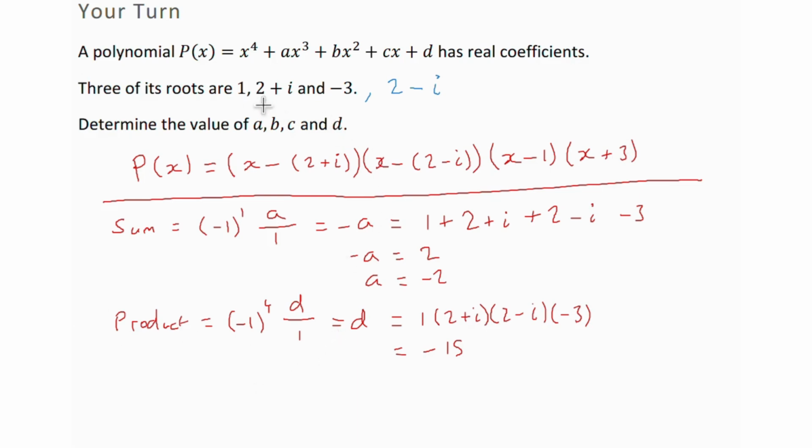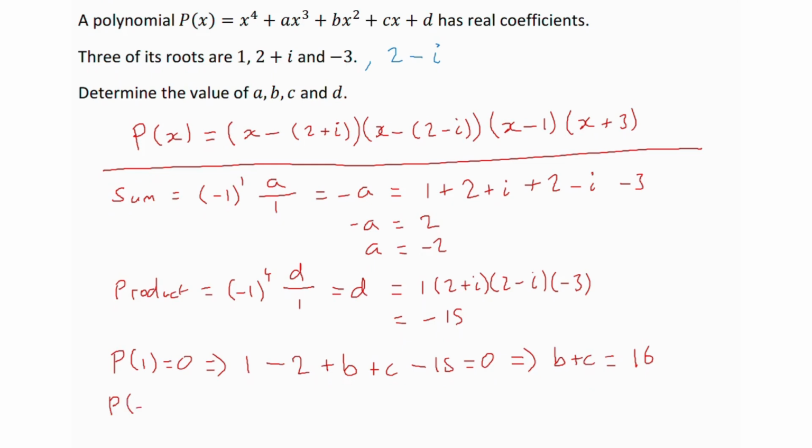I'm going to use the fact that I know that these are roots. If I know that these are roots, that means when I substitute these in, I get 0. So I know that p of 1 is equal to 0. That means 1 minus, remembering that a is minus 2, so that's minus 2, plus b plus c minus 15 is equal to 0. So I've got b plus c is equal to 16.